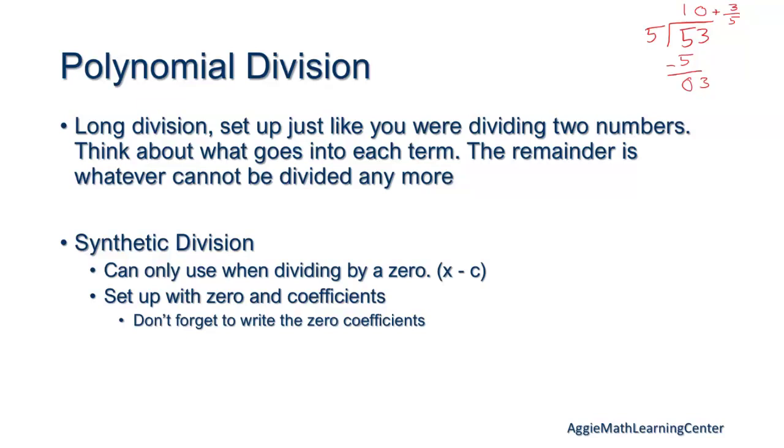Synthetic division can only be used when dividing by a 0. So it has to be in this form right here. It can't be an x squared, any sort of quadratic or more. It has to be just 1x minus something. And you would set that up with the 0 and coefficients. There's not an example problem for synthetic, so I'm just going to do a quick example right here so that we can see how it goes in case you want to use it.